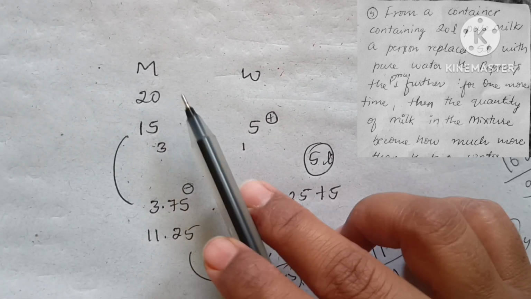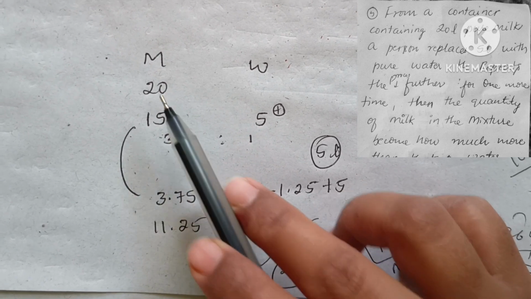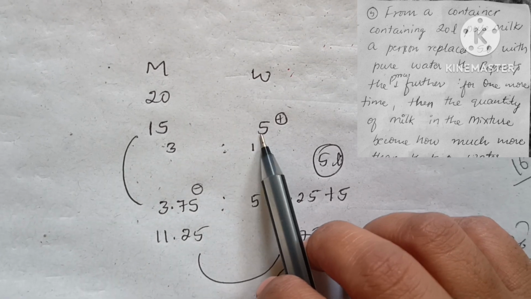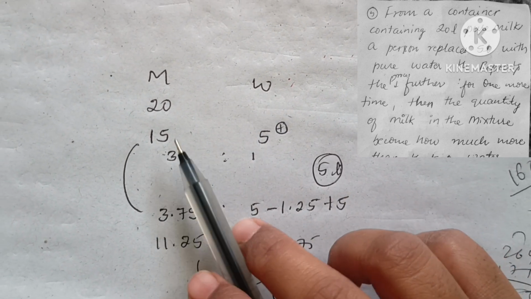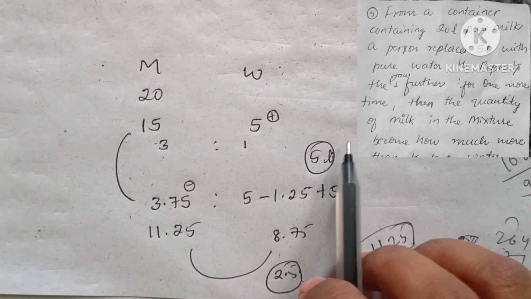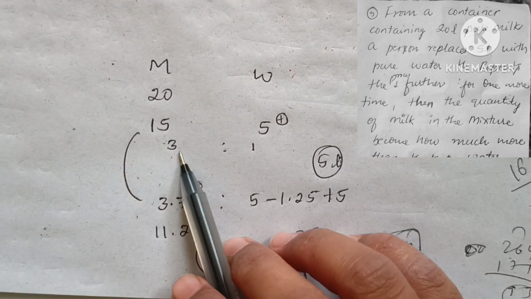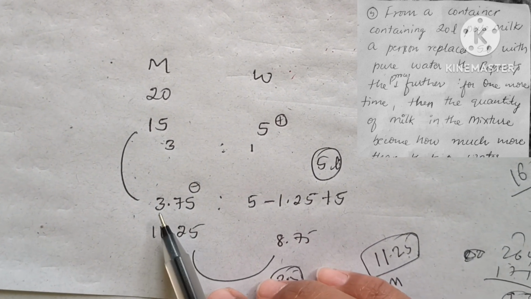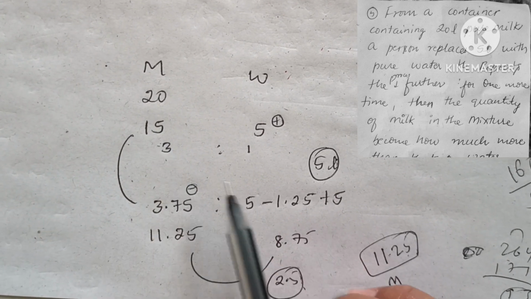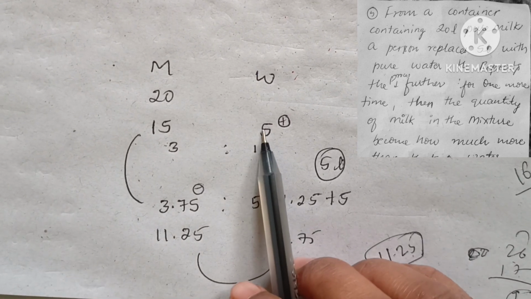So the person replaces 5 liters, means he takes out 5 liters of milk, and in that vessel he will pour 5 liters of pure water. Therefore the ratio will be 3:1. Then again he will take 5 liters of mixture from the whole mixture, that too in the ratio of 3:1. Therefore he takes out 3.75 liters of milk out of 15 liters, and he takes out 1.25 liters of water from this 5 liters.